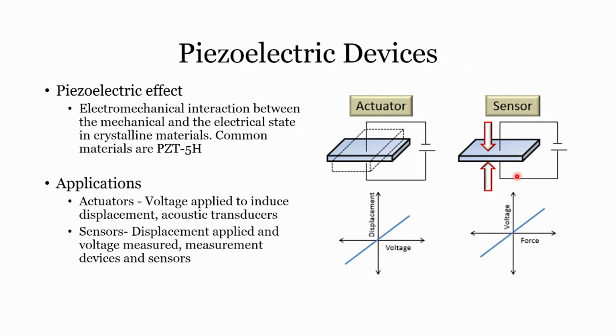Another type of device that you can make with piezoelectric material is a sensor. That is the opposite of what you see from the actuator. That is, your input is force, which creates a stress within your material, and the output is going to be voltage. This voltage could be in the order of millivolts or microvolts, or a few volts.